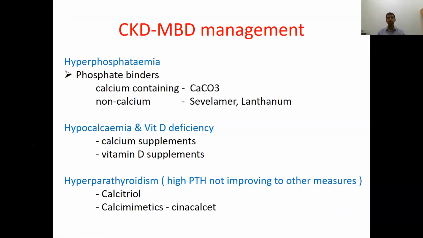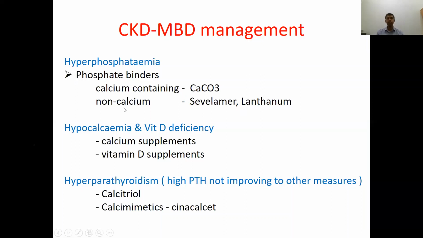So how do we treat this CKD mineral bone disease? If you have high phosphate, you have to go for phosphate binders. You have two groups of phosphate binders called calcium-containing phosphate binders and non-calcium-containing phosphate binders. Calcium-containing phosphate binder is your calcium carbonate, and this you give when you have a patient with CKD who has low calcium as well as high phosphate.